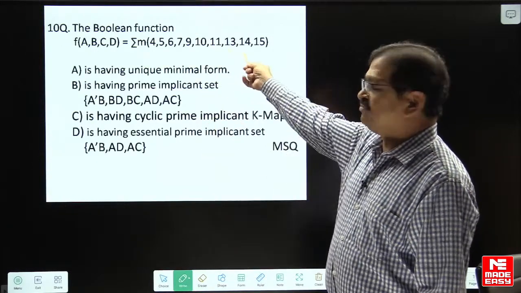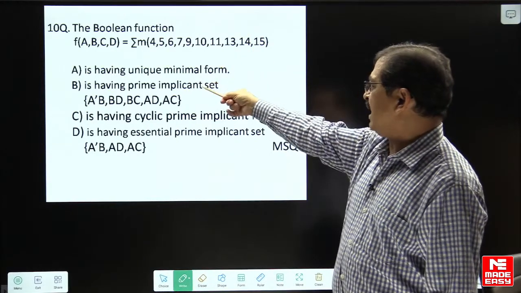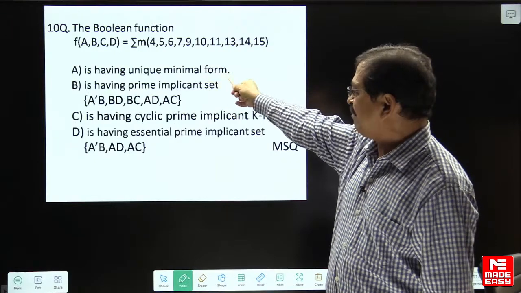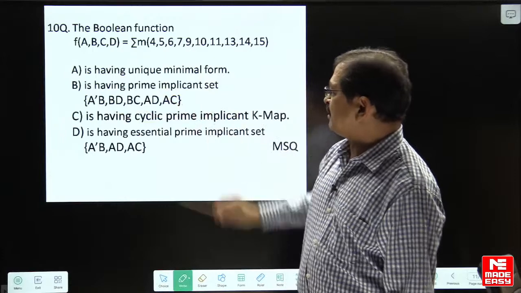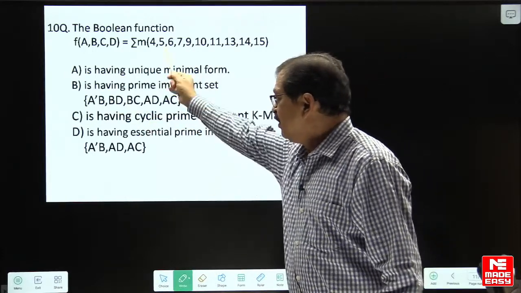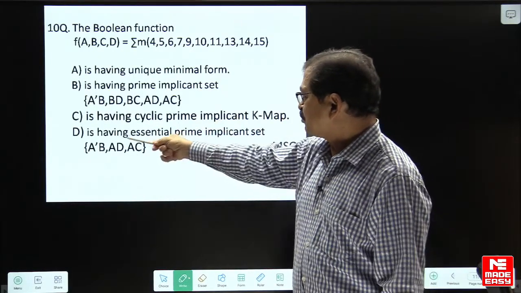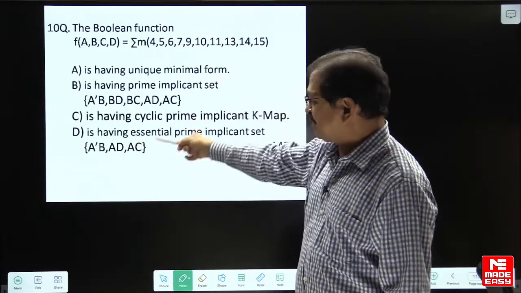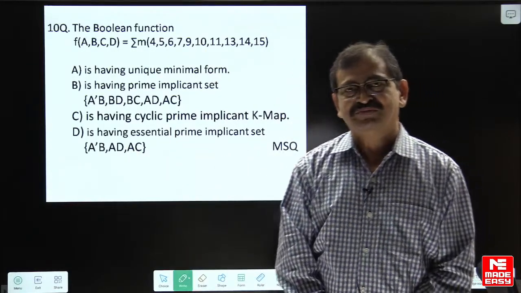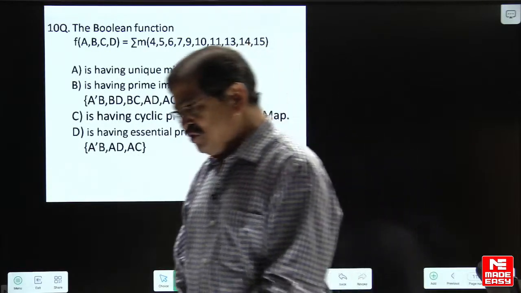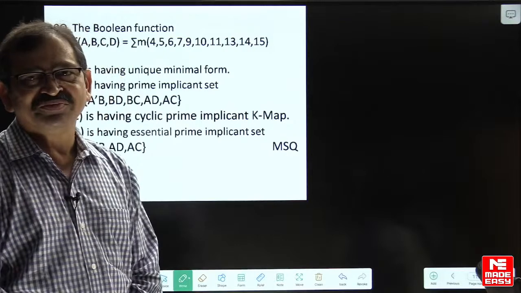The Boolean function is on 4 variables. In the options, one says this Boolean function has a unique minimal form. Another says this Boolean function has this set as the prime implicant set, option C says it has a cyclic prime implicant K-map, and option D says this Boolean function has essential prime implicants and so on. It is an MSQ question, so more than one option can be true. So try it.